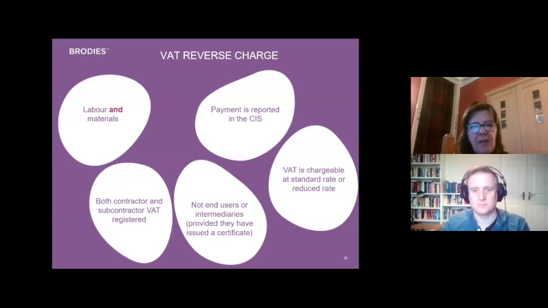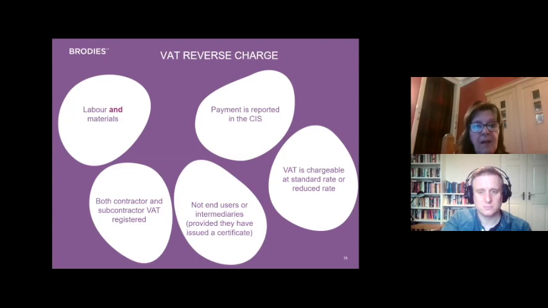Also, if you are making supplies to a so-called end user or an intermediary, which is someone connected with an end user, the reverse charge doesn't apply, but the end user's got to give you a certificate. So both the contractor and the subcontractor have to be VAT registered. The contractor needs to be registered under the CIS. And if you're in that ballpark, then the new reverse charge will apply.